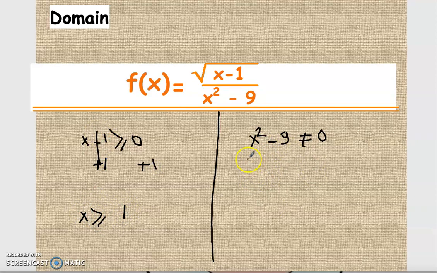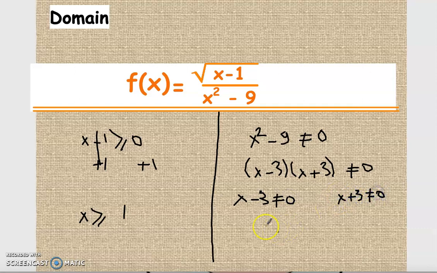And here, if we factor it, it's equal to x minus 3 times x plus 3. Now we can say that x minus 3 is different from 0, and x plus 3 is different from 0. So add 3 here, so x is different from 3, and x is different from minus 3. Because x is greater than or equal to 1, then x is for sure not minus 3.